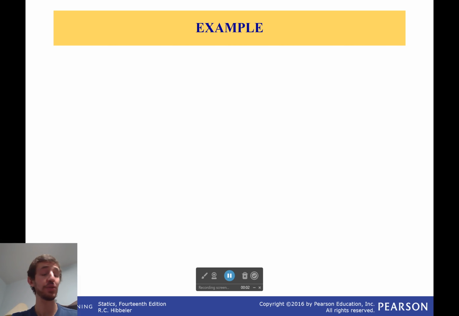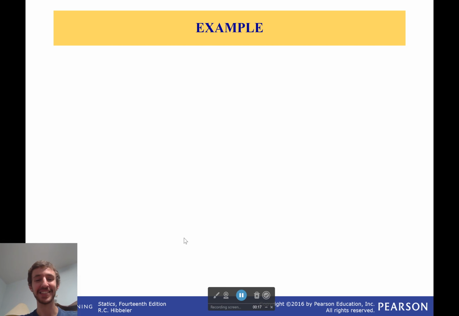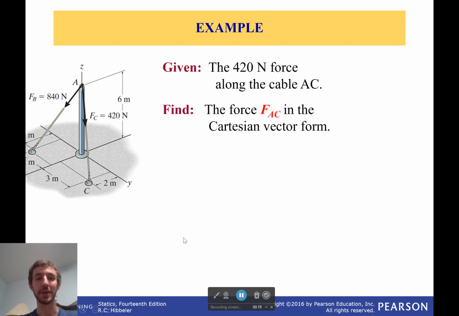Okay, so let's actually do some examples of this thing where we take a unit vector from a position vector and then use it to direct a force down that. Sounds hard, but it's honestly not that bad. Let's get into it.